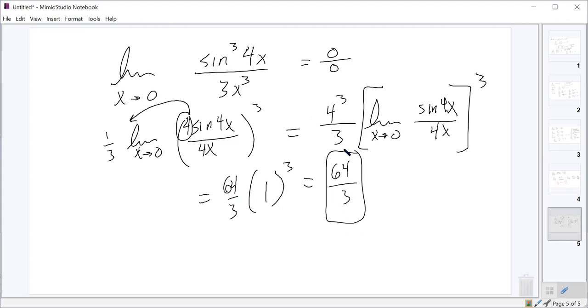And so that's going to be much easier than trying to go through and use L'Hopital's rule a bunch of times on that. Everybody remember doing that way, way, way back at the beginning of the year?